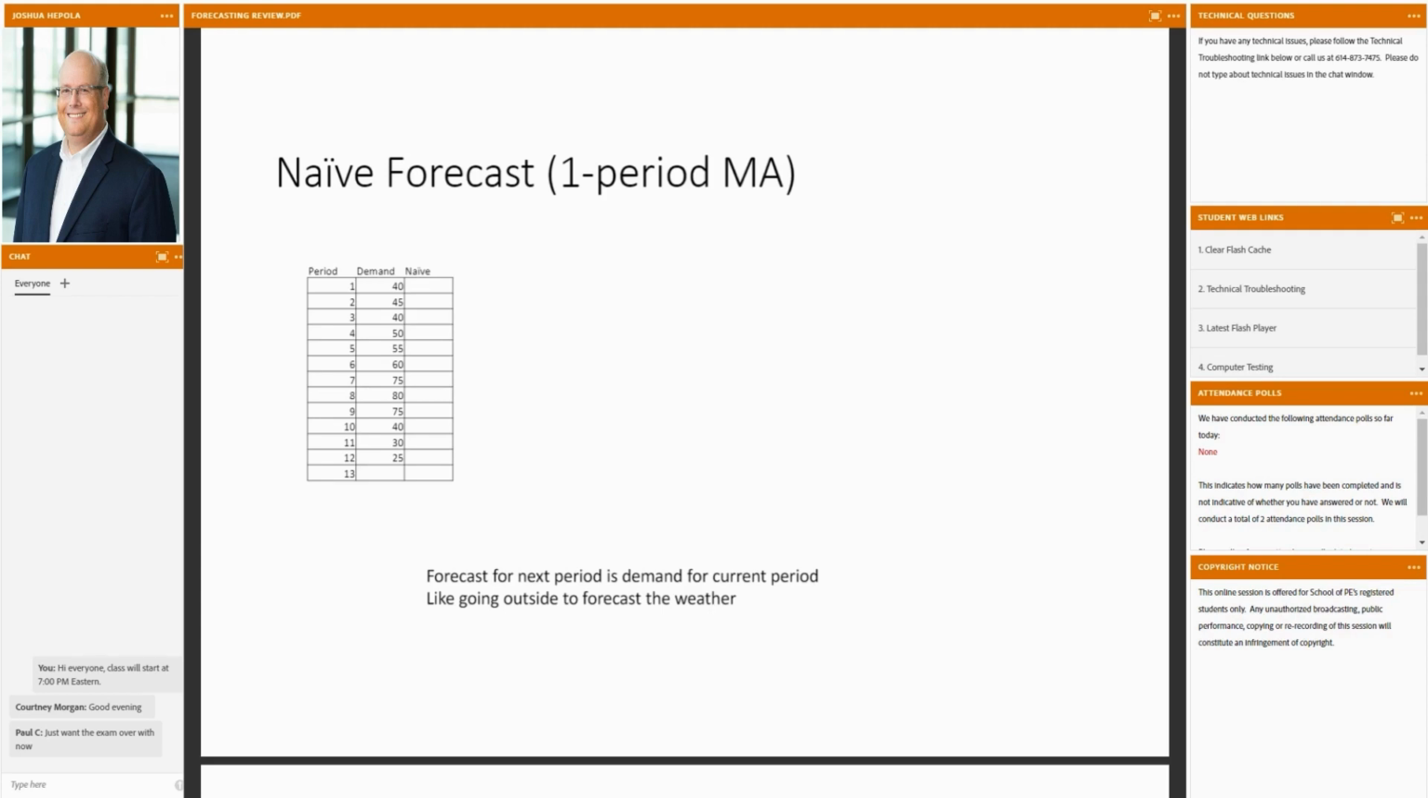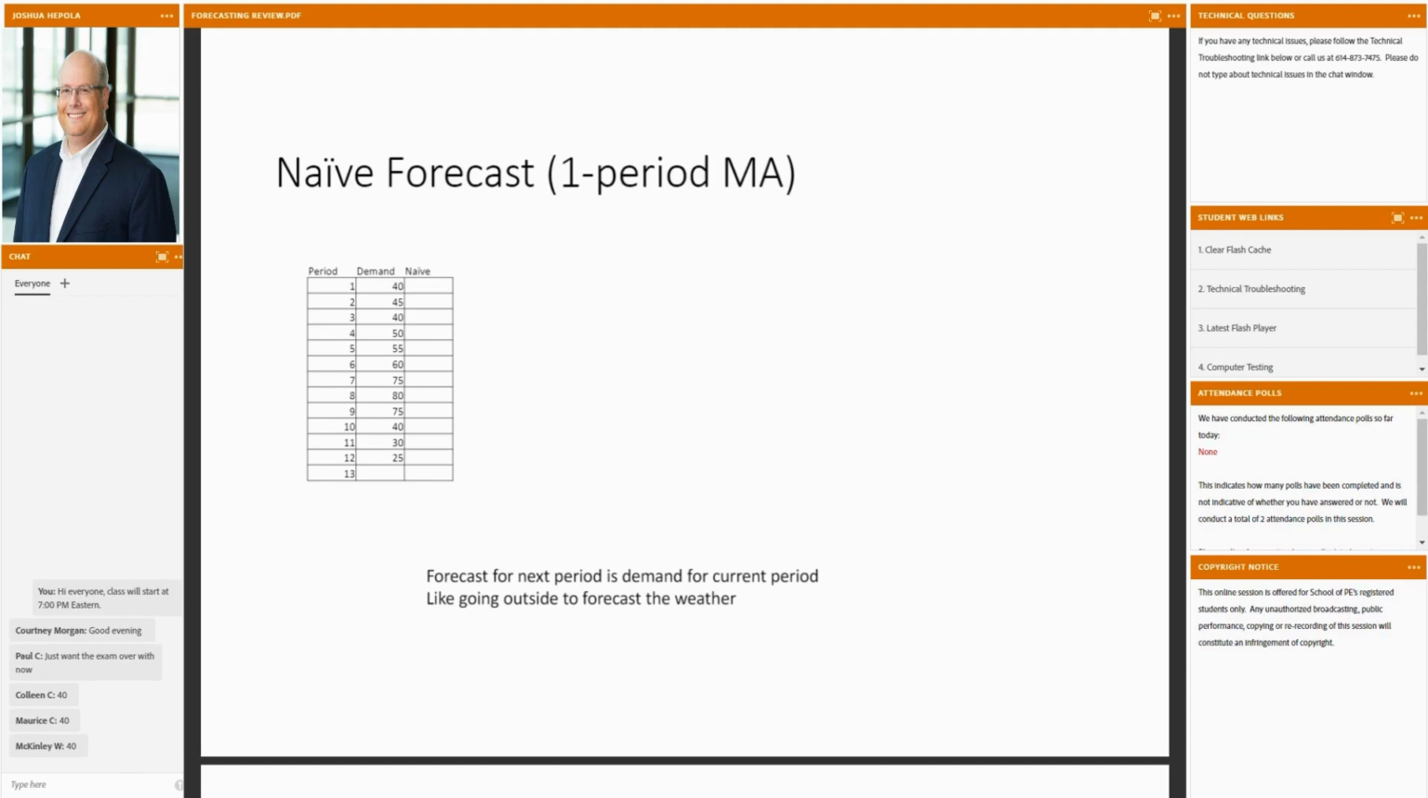So my first question here, and I hope everyone can see that right there: period 1, demand 40, period 2, demand 45, period 3, demand 40, and so forth. There's no forecast for period 1, because period 1 would be the first period you're in. What would be the forecast for period 2 using a naive forecast? Just chat it out. 40, absolutely. That's exactly right.